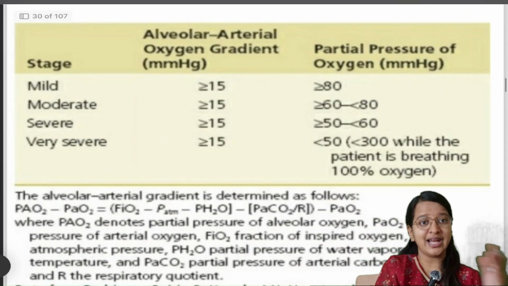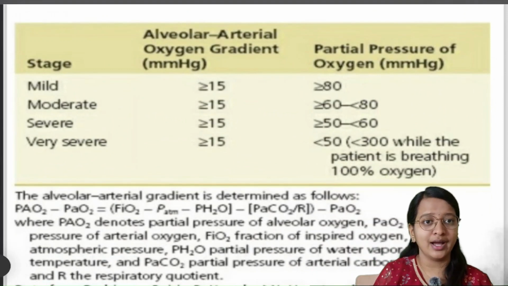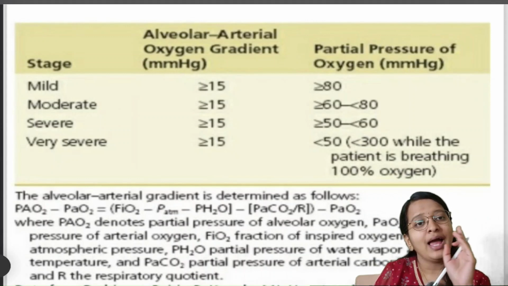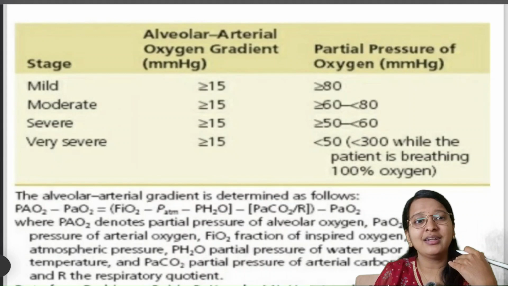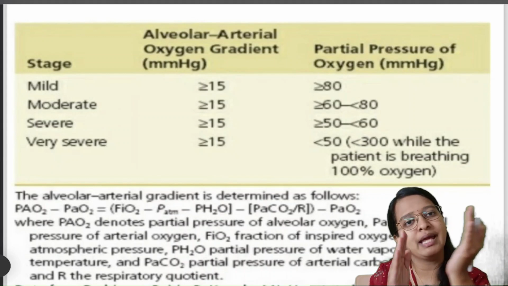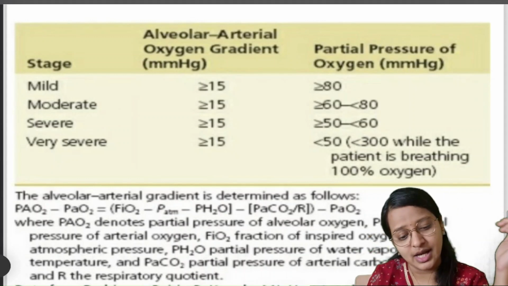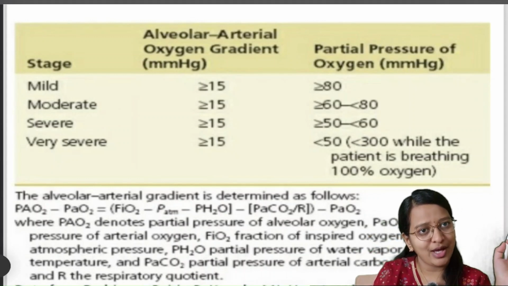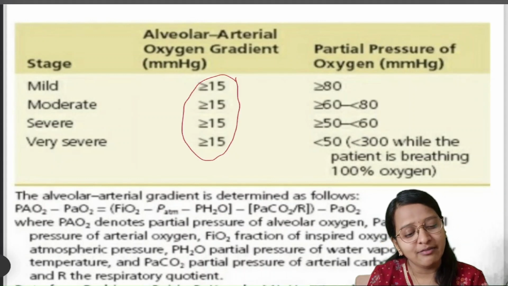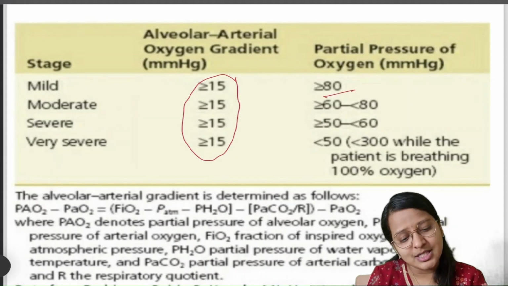So how will they grade this? In the diagnostic triad, we will be grading based on the oxygenation defect, that is PaO2 and alveolar-arterial gradient. We can't grade the pulmonary manifestations based on the liver cirrhosis, right? So we will be taking the pulmonary component in the diagnostic triad. So mild, moderate, severe and very severe, in all the gradient is greater than or equal to 15. We will be dividing based on the PaO2 levels. Greater than 80, it's mild. 60 to 80, moderate. 50 to 60 is severe. Less than 50 is very severe.